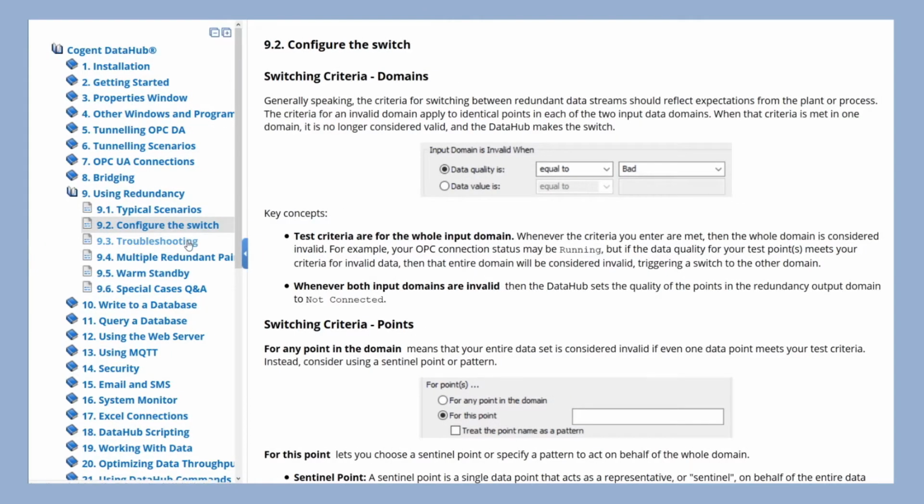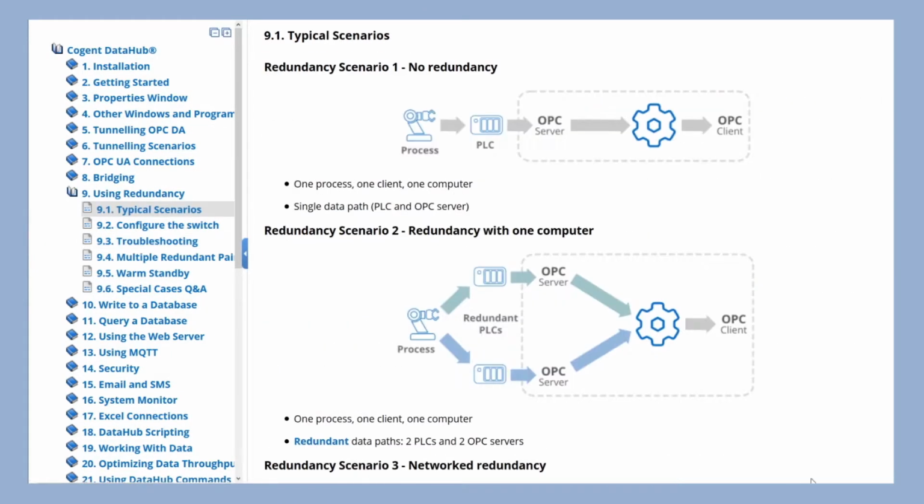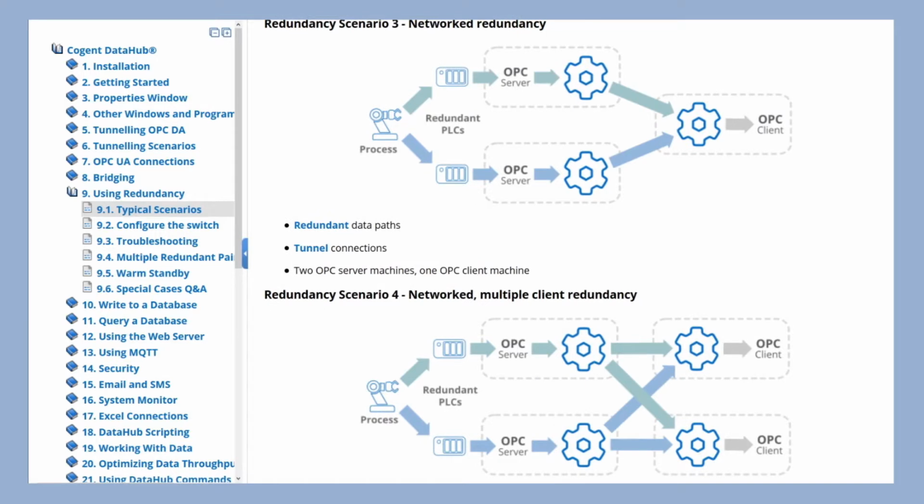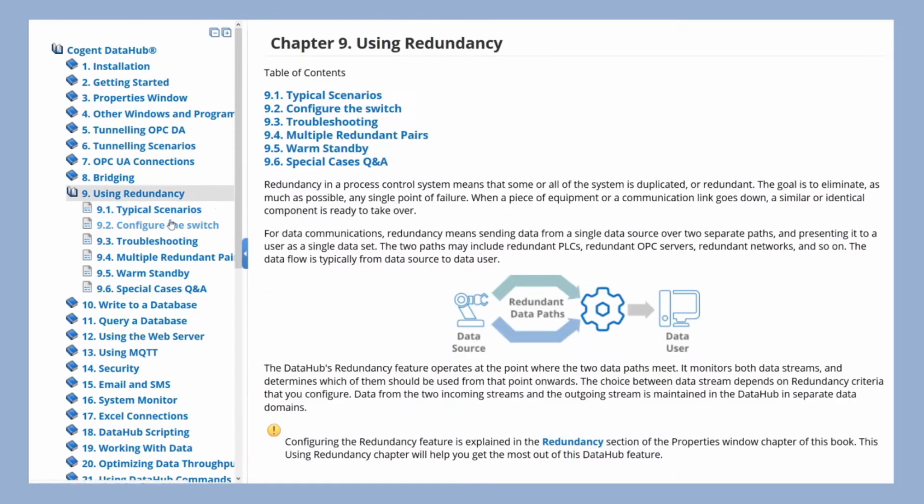For more details, please see Configure the Switch, Troubleshooting, Typical Scenarios, and other sections of the Using Redundancy chapter of the DataHub documentation.